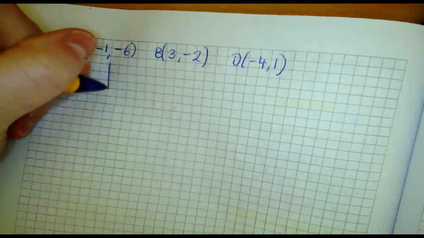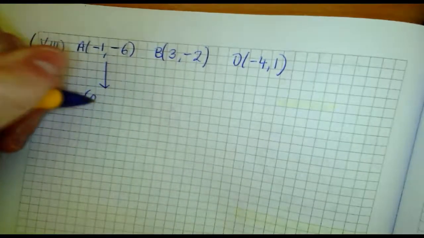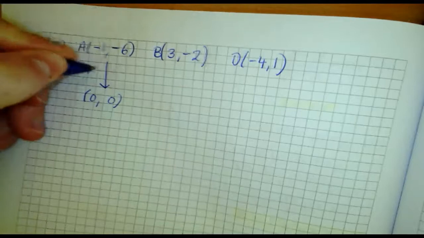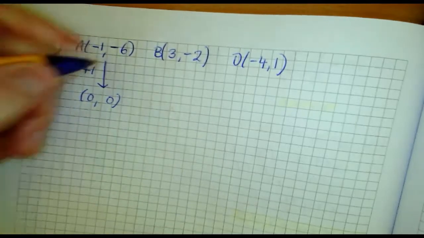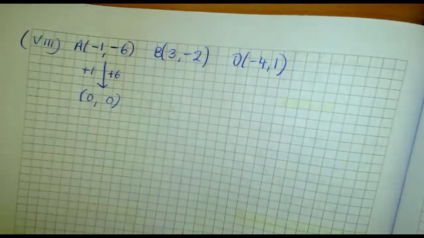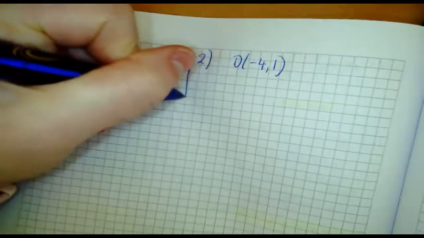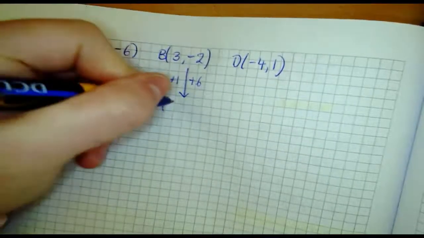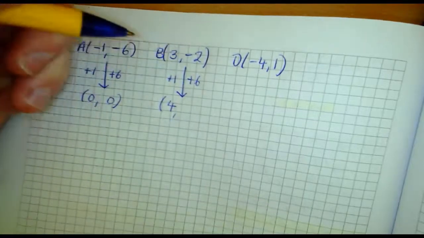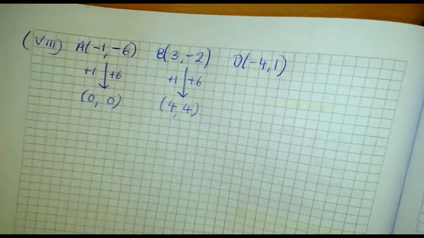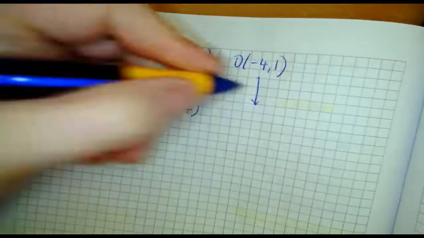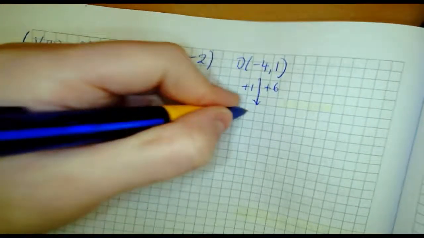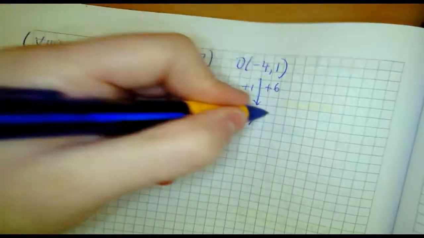So I'm going to make this one 0, 0, because remember, we have to have one of them to be 0, 0. So I've added 1 there. So -1 plus 1 is 0, and -6 plus 6 is equal to 0. So I have to do the same to the other. So I'm going to add 1, and I'm going to add 6. So 3 plus 1 is 4, and -2 plus 6 is 4. And then I do the same to the last one. So add 1, add 6. -4 plus 1 is -3. And 1 plus 6 is 7.